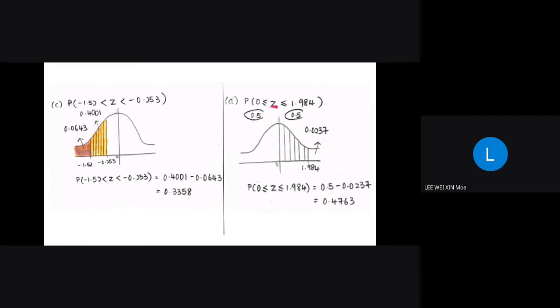The last question, we need to find Z in between 0 and 1.984. The graph at the left side and right side are supposed to be identical, so they are 0.5. And the unshaded region is 0.0273. We use 0.5 minus 0.0273, and we will find 0.4763.